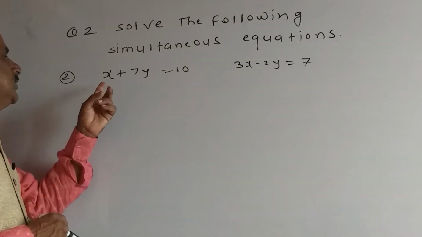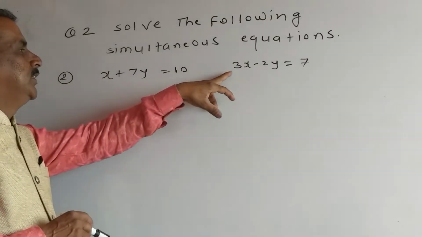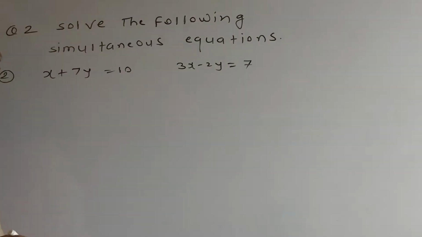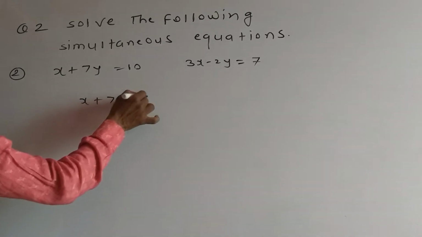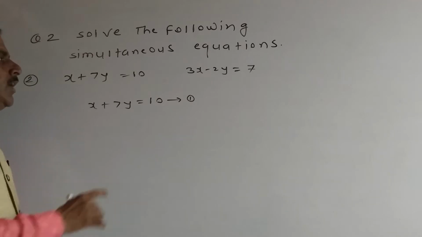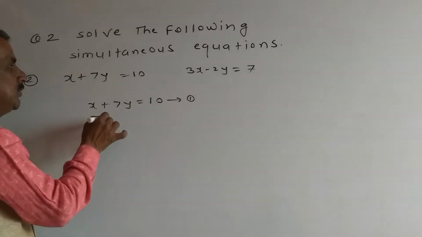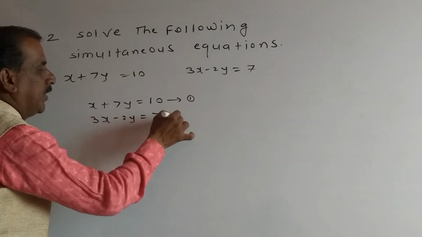Example number 2 is x plus 7y is equal to 10 and 3x minus 2y is equal to 7. x plus 7y is equal to 10, equation number 1. 3x minus 2y is equal to 7, equation number 2.